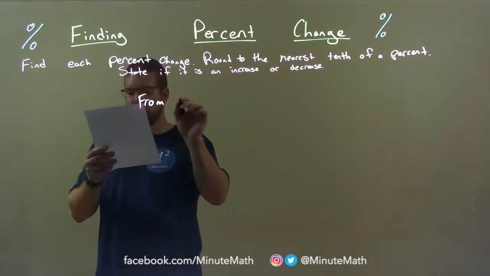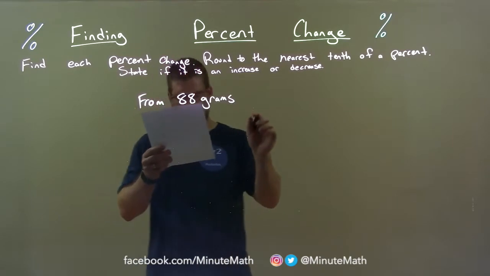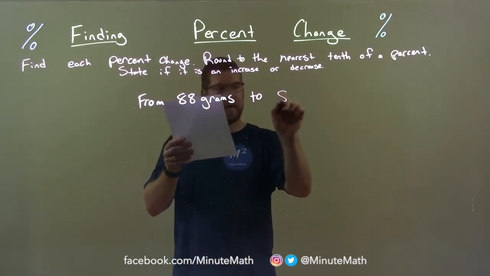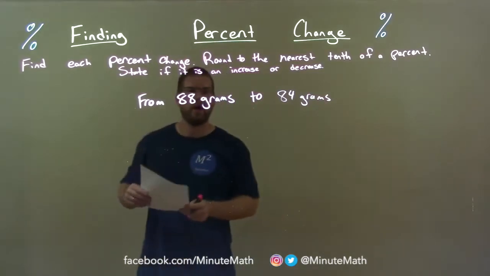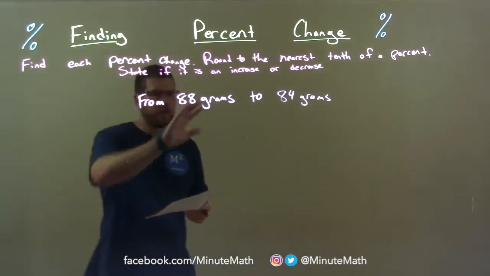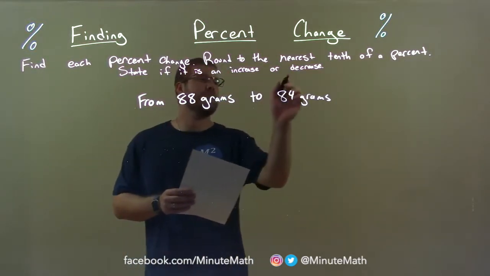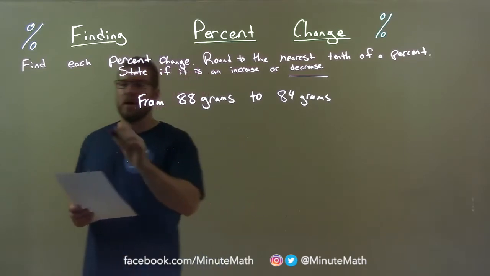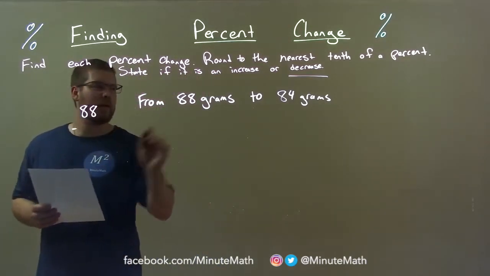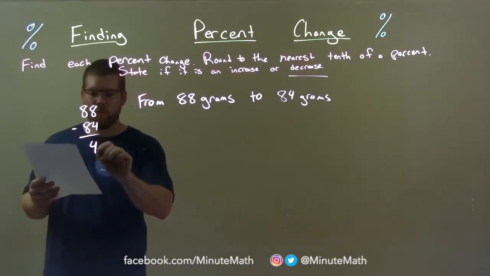From a good old 88 grams, not the cracker, to 84 grams. No H there. All right, so first thing, I notice this is a decrease. 88 to 84 is a decrease right there. Now, difference between the two. Larger number, 88, subtracted by the smaller number, 84. Okay? That gives us a 4 right there.